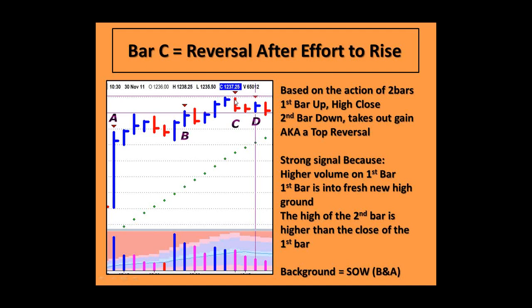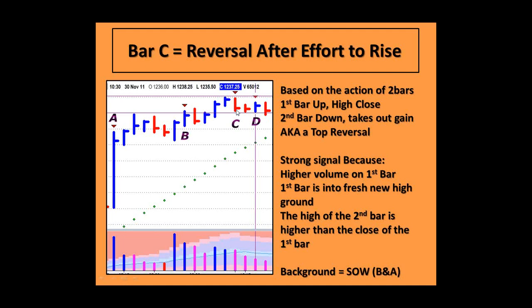Now watch. Notice how it takes out everything that this tried to gain. See how it closes much lower than this low and closes lower than the lowest of the bar. Okay, it's literally gone up and takes out everything that this just tried to do. So it's basically reversal after an effort to rise. Literally, it tried to rise, it's into new fresh ground, and it reversed itself. It failed. Okay? It's also sometimes known as a top reversal. Kind of makes sense. Reversal after effort to rise, a top reversal.